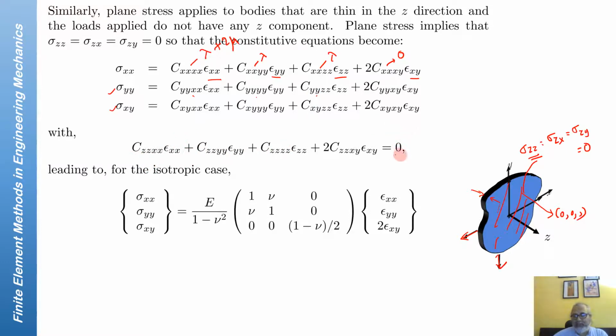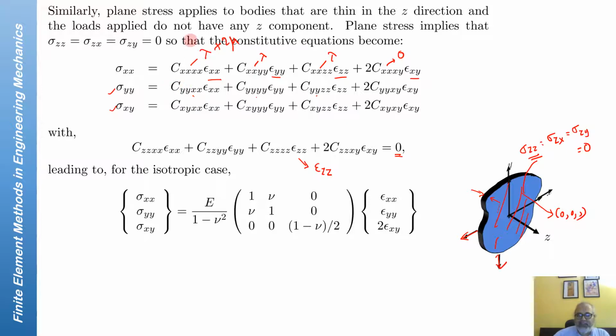We know that sigma zz equals 0 because these surfaces are traction free. If sigma zz equals 0, we have sigma zz equal to zz epsilon xx, zz epsilon yy, and so on. So this is equal to 0. This gives us an equation from which I can determine epsilon zz in terms of xx, yy, and xy, plug it back into these equations, and get rid of epsilon zz from here.